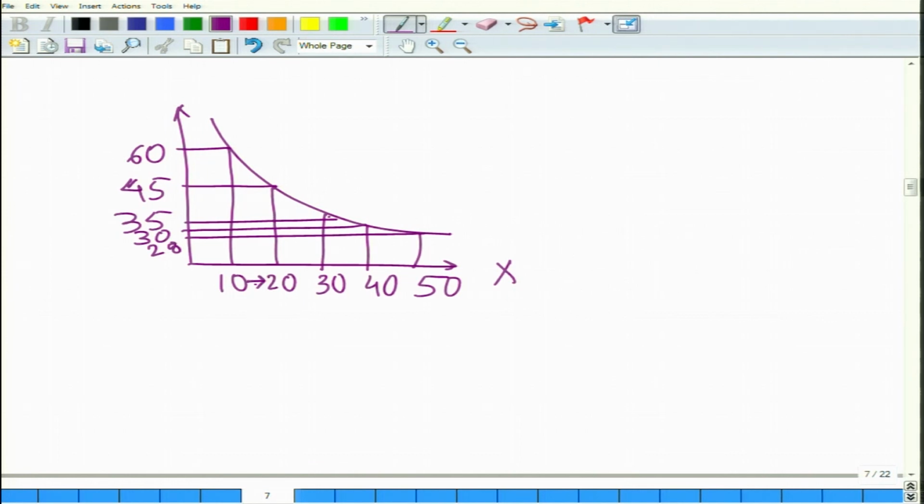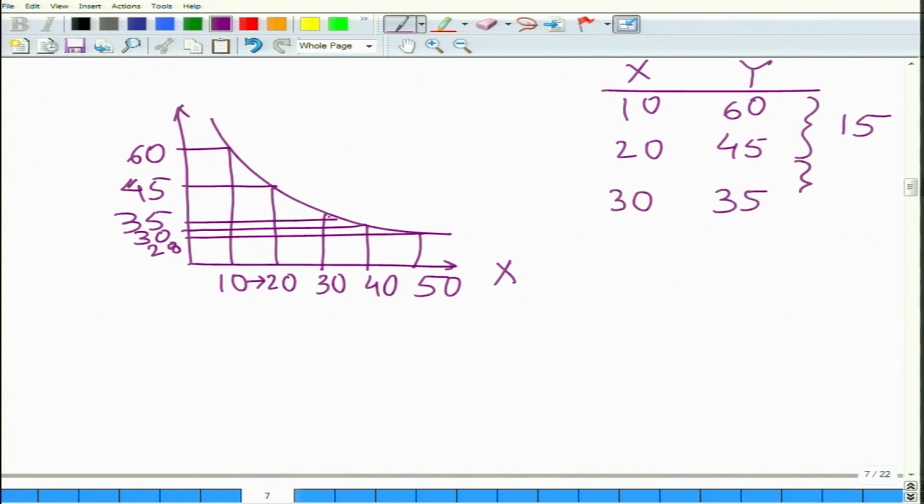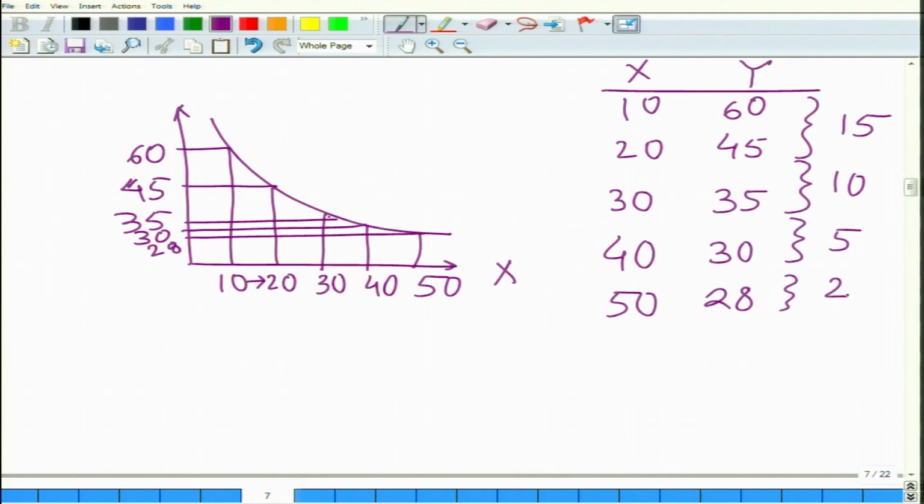So when I move from 10 to 20 while consuming x, I am sacrificing my y by 15 units. Yes, when I am moving from 20 to 30, I am sacrificing the consumption of y by 10 units. When I am moving from 30 to 40, I am sacrificing the consumption of y by 5 units. When I am moving from 40 to 50, by 2 units. Yes, this is known as marginal rate of substitution.